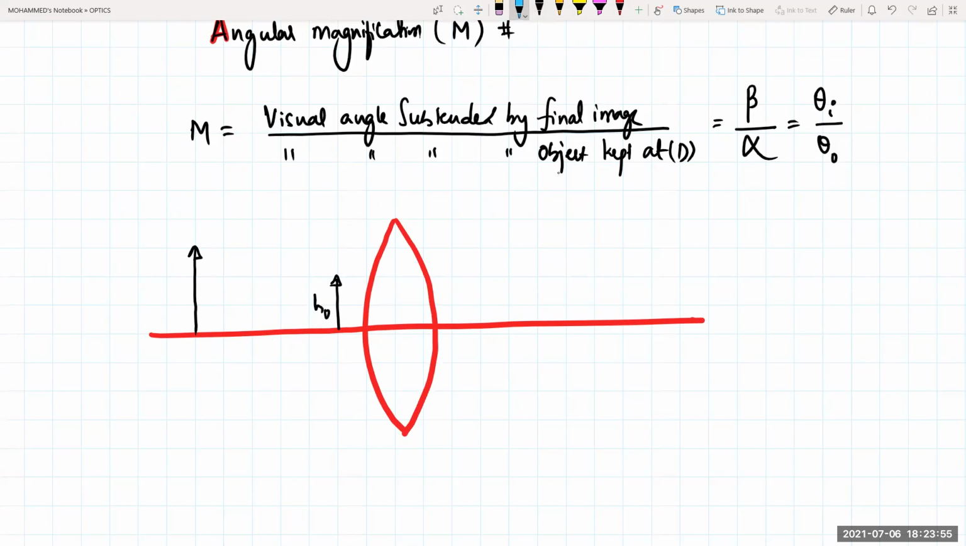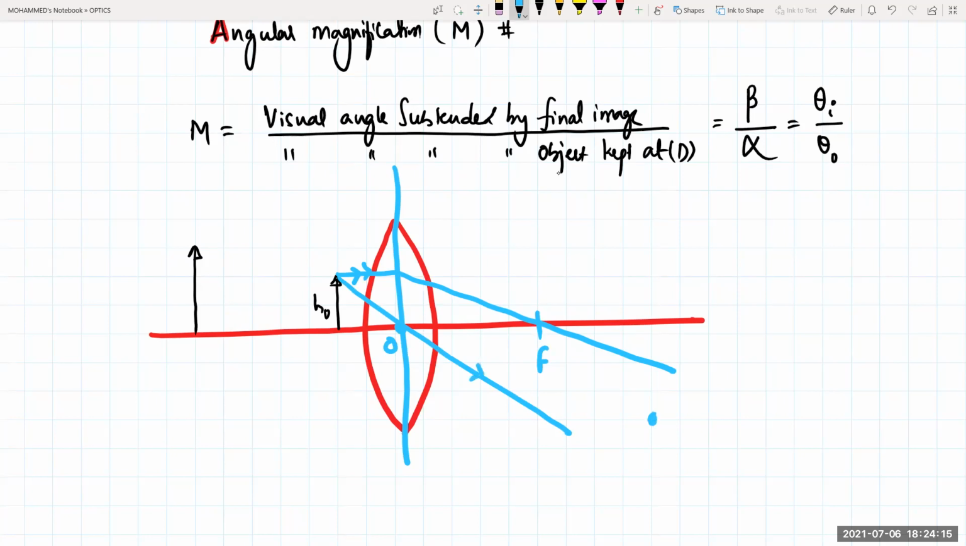Now tell me the ray diagram for this one. You know that this will be your aperture. A ray of light will be incident on this one. This is your incident ray of light, and it will get refracted like this and pass through the focus. Another ray of light will pass through the center of the lens, the optical center O. That means if you are standing somewhere here and looking, you are able to see the image of this object somewhere here.